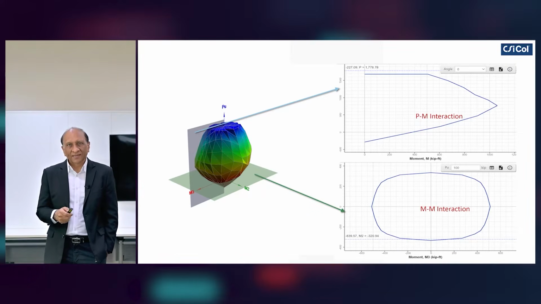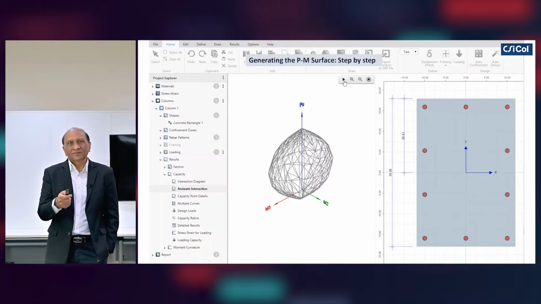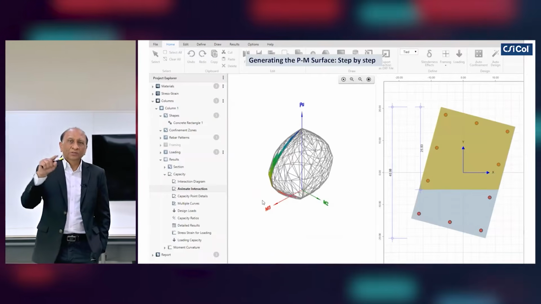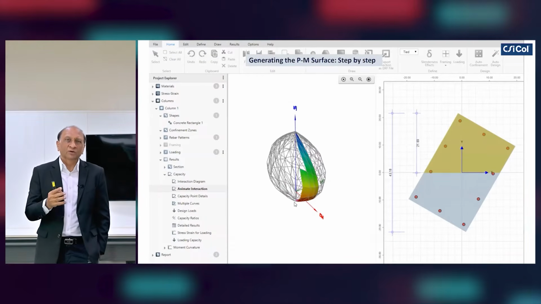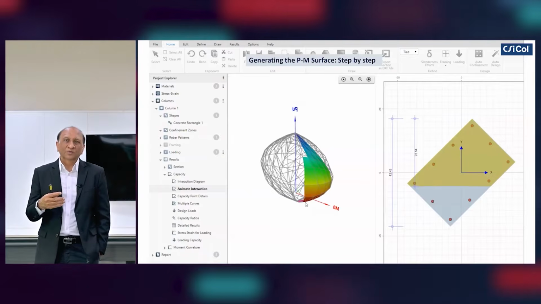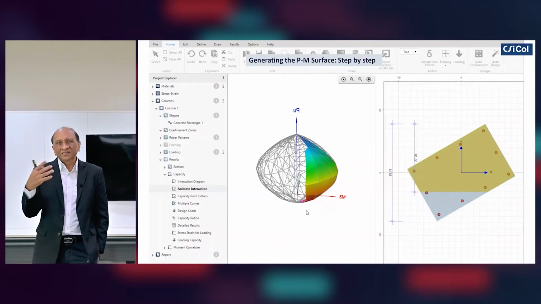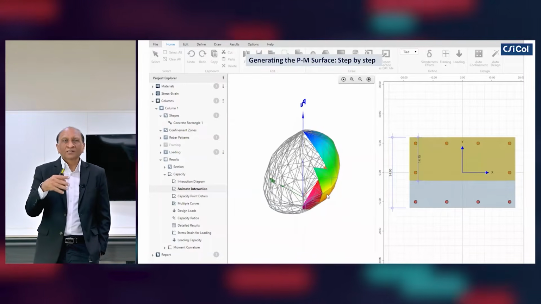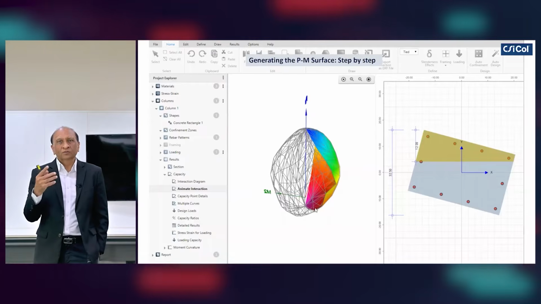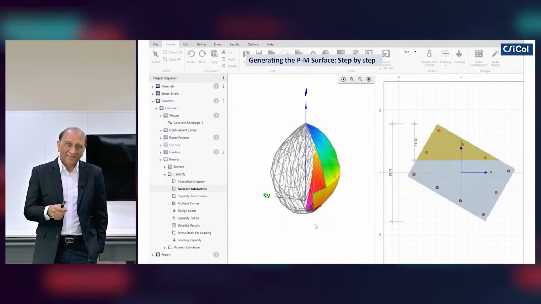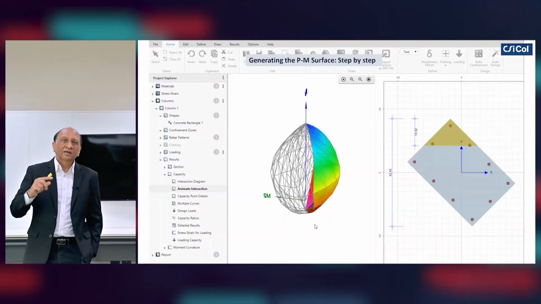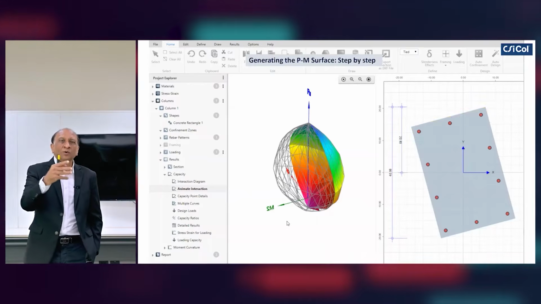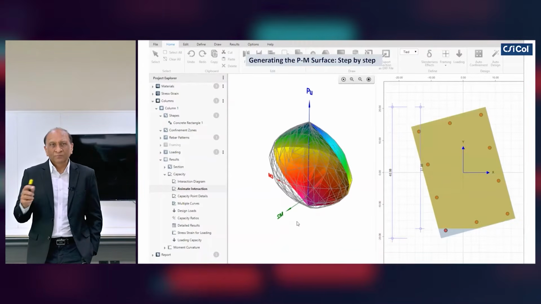So we have these interaction diagrams. Now, let's look at how this interaction surface is generated. So basically, you take a cross-section and you vary the neutral axis depth. For each variation of neutral axis depth, we calculate the corresponding strains, we calculate the corresponding stresses, we integrate them, we calculate the P, M, and M1 and M2, we plot them on this side, and we keep rotating the cross-section for every possible angle of bending. And for each possible angle of bending, we once again vary the neutral axis depth to get various levels of P and then corresponding levels of M2 and M3.